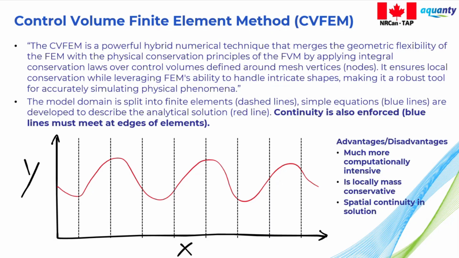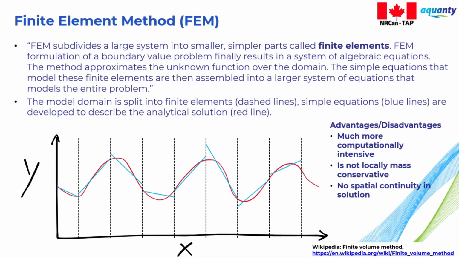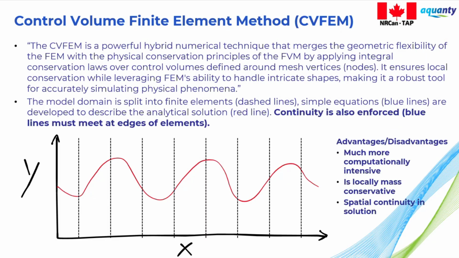It's really the same as the control volume finite element method that we saw here, with one extra caveat, and that is that we enforce continuity. We enforce the blue lines to meet at the edges of elements. So not only are we evaluating the linear basis function over the course of an element, but we're also taking into account neighboring elements as we discretize the solution. This is the most computationally intensive approach to discretizing these types of governing equations, but it is locally mass conservative and gives you spatial continuity in the solution.